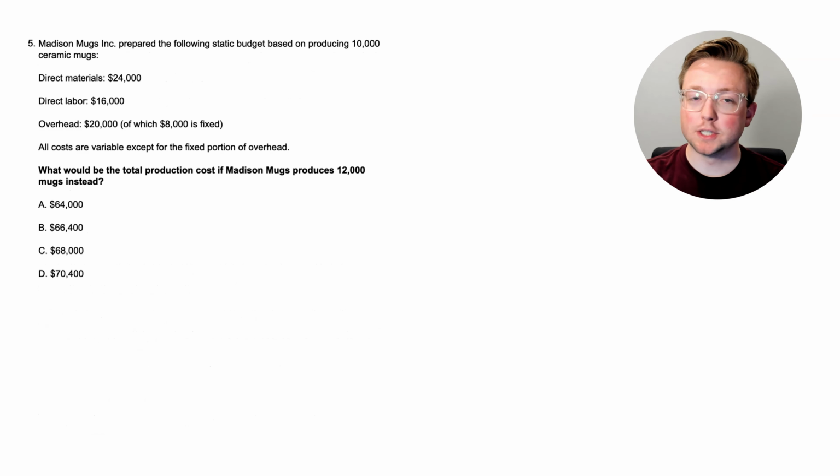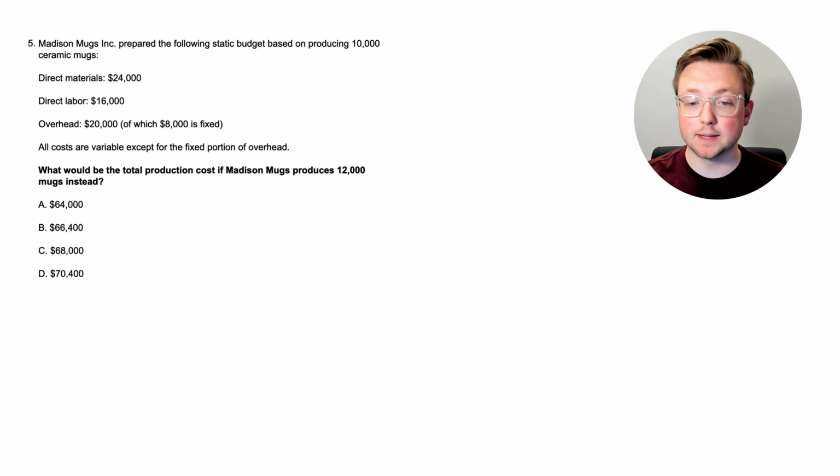All right, here we are at question 5. What would be the total production cost if Madison Mugs produces 12,000 mugs instead? Okay, let's go up to the top. Madison Mugs, Inc. prepared the following static budget based on producing 10,000 ceramic mugs. Direct materials, $24,000. Direct labor, $16,000. Overhead of $20,000, of which $8,000 of it is fixed.